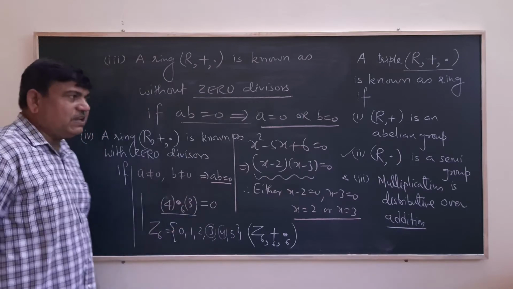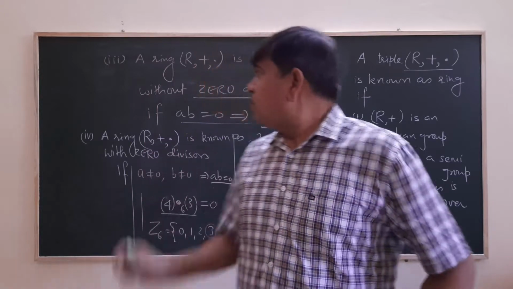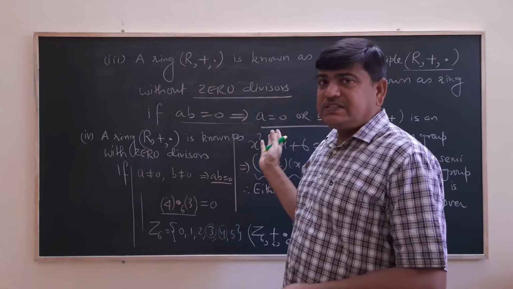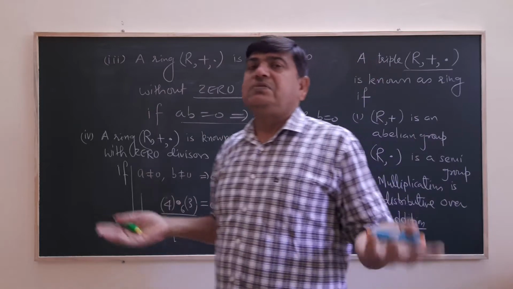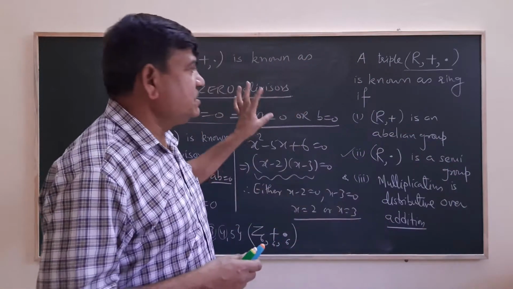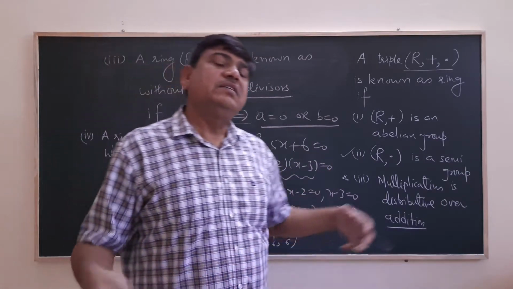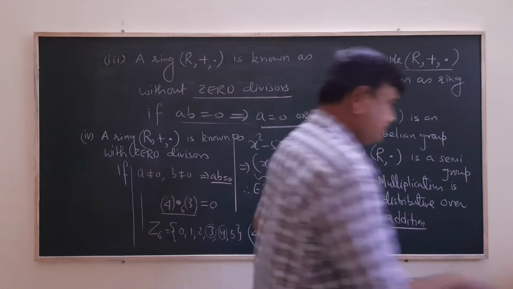And here is the example. So a ring without 0 divisors and a ring with 0 divisors. So be careful. Commutative ring, ring with unity, ring without 0 divisors, and ring with 0 divisors. Okay?